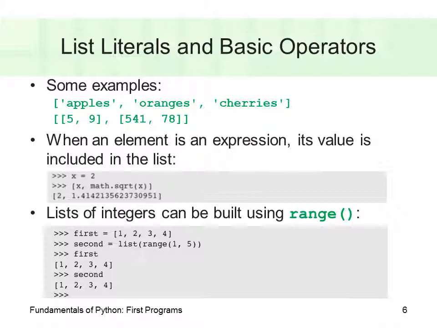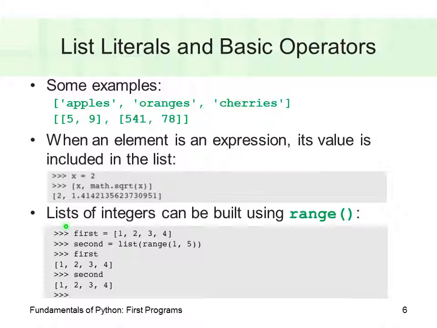When an element is an expression, its value is included in the list. For instance, we could set x and assign it to 2. And now we formulate a list x, comma, math.sqrt of x. When we ask the shell to display the values of our list, it will actually give us the value of x and the value of math.sqrt of x.